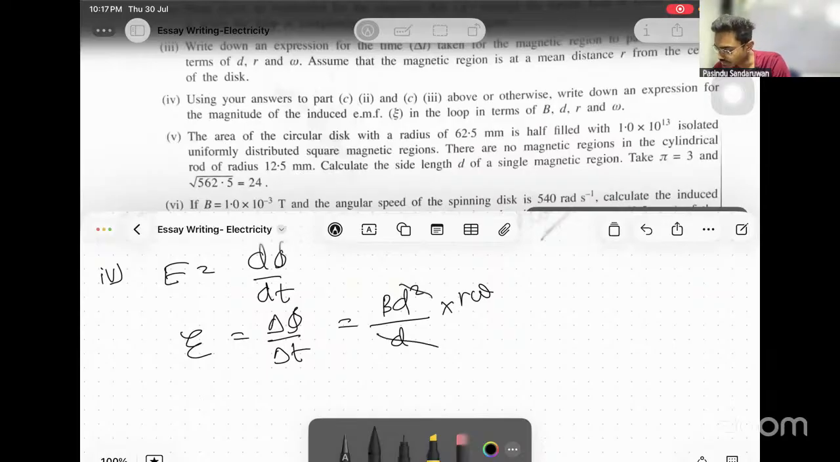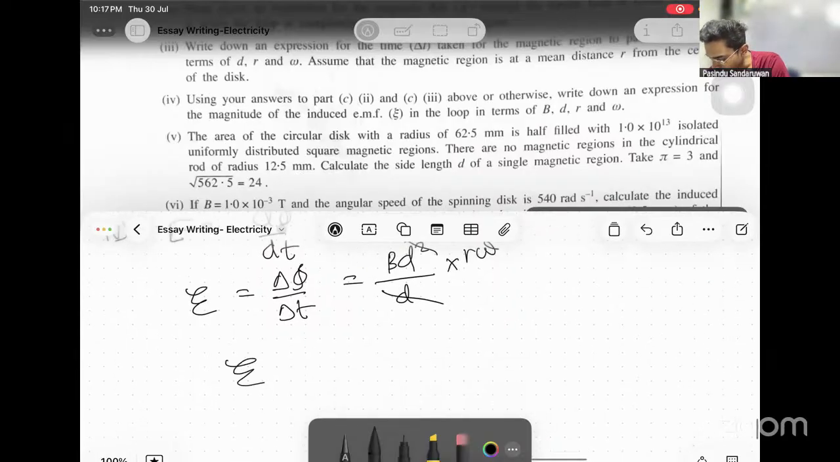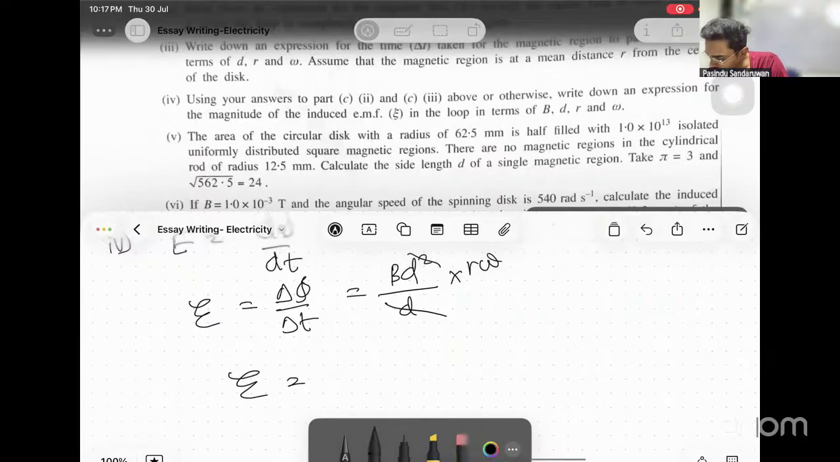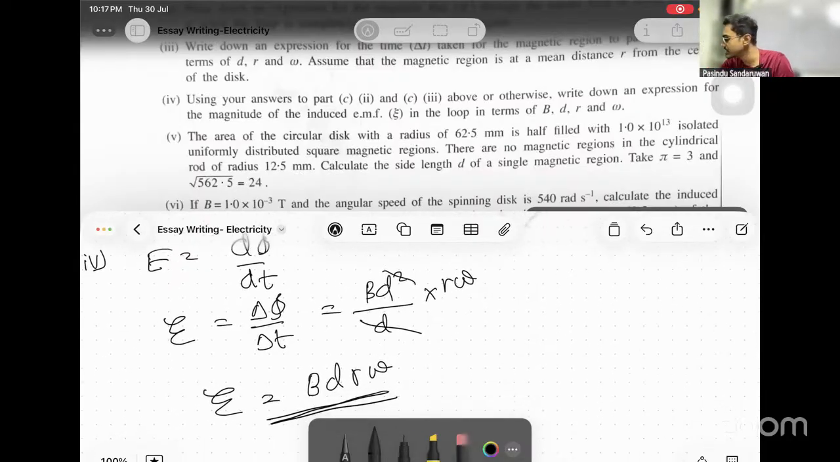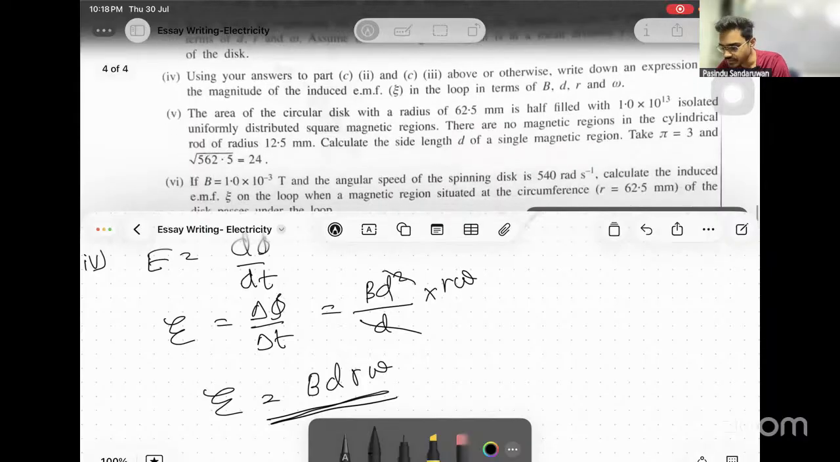One d cancels. Then this equals BdR omega. BdR omega. Right? Still we are in that same nice flow. BdR omega. Right? Then 5.